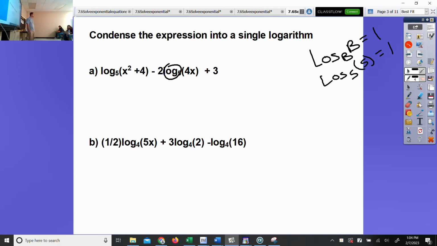Because that says, what power of 5 creates a 5? The answer is 1. I need a 3, don't I? So I just throw a 3 in front of that thing. 3 log base 5 of 5 would be 3 times 1, or 3. The number 3 is 3 log base 5 of 5. Because what is log base 5 of 5 saying? It's 1. Now everything's a logarithm.